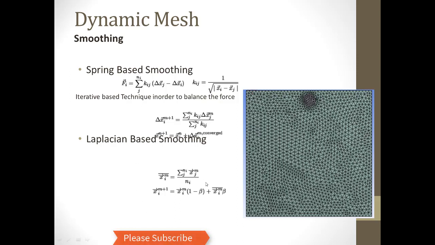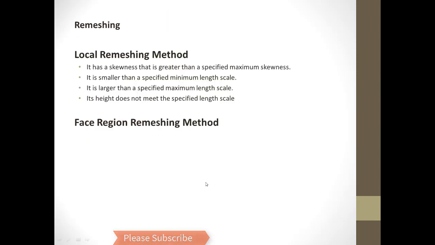So this is the Laplacian based smoothing. And in the remeshing, we have different criteria in order to remesh. One can be your skewness. If you mention a skewness, and after smoothing the value of that skewness is more than the mentioned value, then it automatically remeshes.